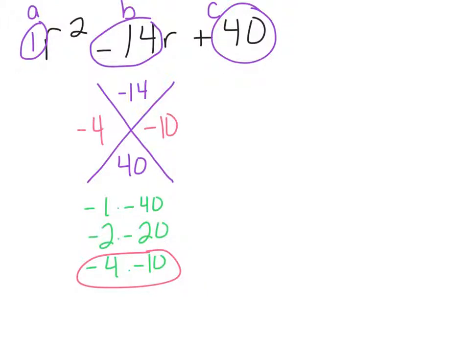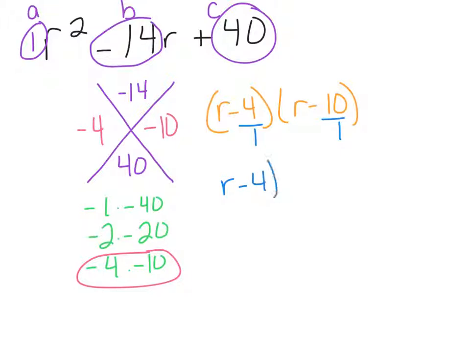Now we can use those to write our two binomials, r minus 4 and r minus 10. Last step is to divide and slide. We divide each of these by 1, and then they both simplify, so we do not have to slide.